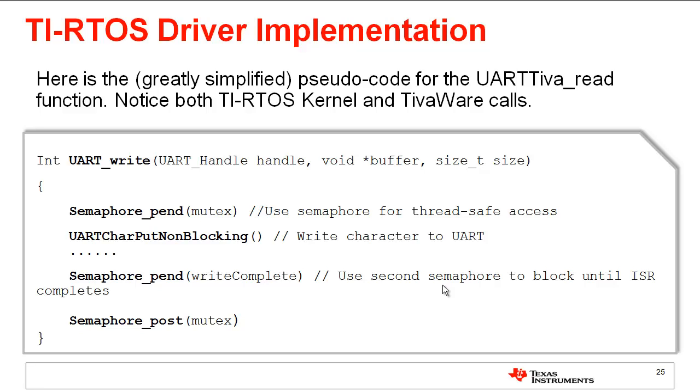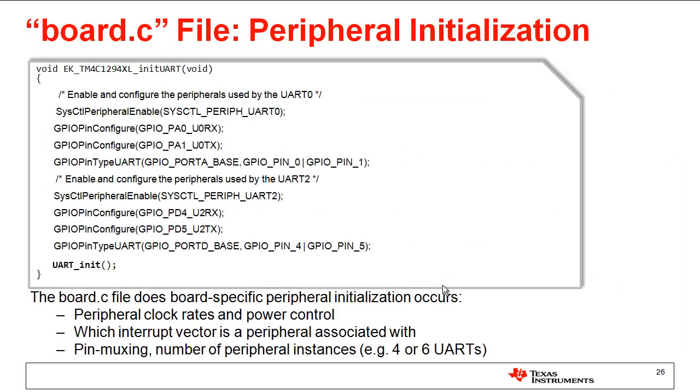Then finally, we've got the board.c file, which is where the peripheral initialization happens. You see here, this is our init UART function in the TM4C129 LaunchPad, the connected LaunchPad. And in here, you can see this is where we're enabling the UART peripheral, and starting to configure things like the pin mux. Also, this is where you would say, do I have 4 UARTs or 5 UARTs? Which UART is associated with which interrupt vector? All that type of thing is done in this file.